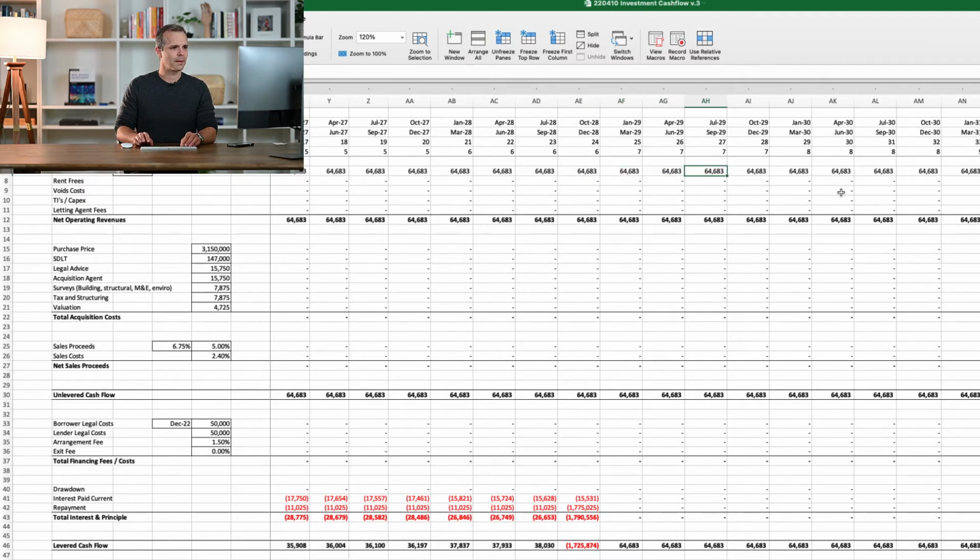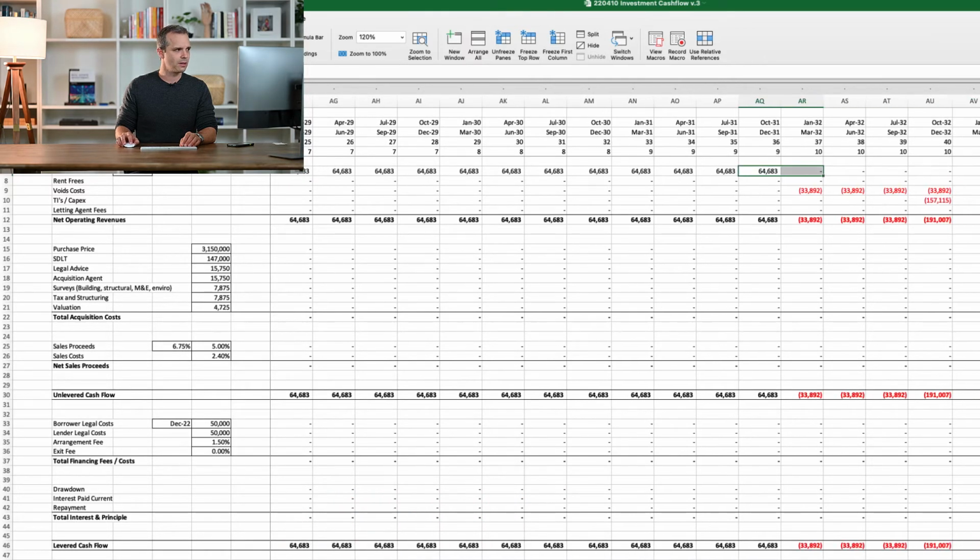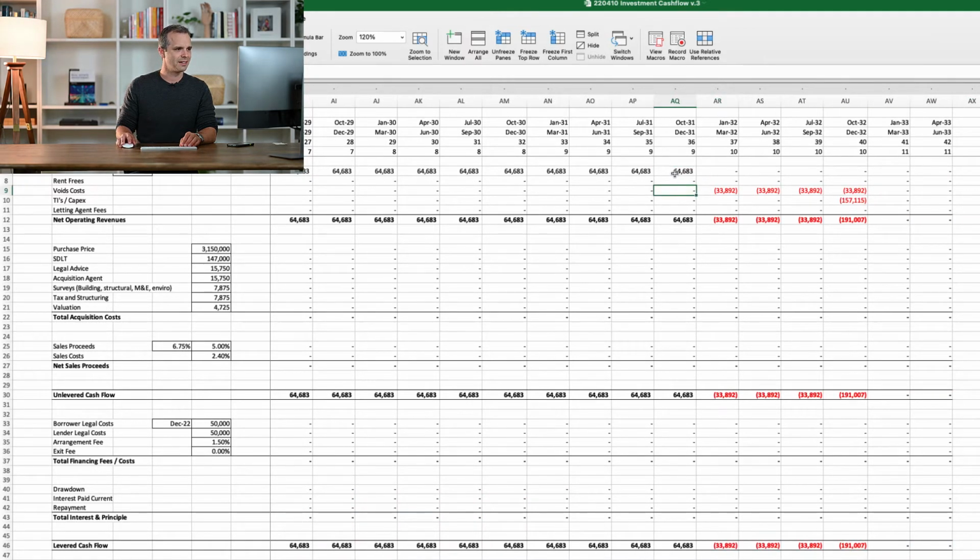Let's keep going. Keep going, keep going. We're collecting rent, collecting rent. All of a sudden, at the end of year 9, we just stop collecting rent. What? Why would we just stop? I'm looking at the cash flows from investing. It's not showing that we're selling the building. It just shows that we stopped collecting rent.